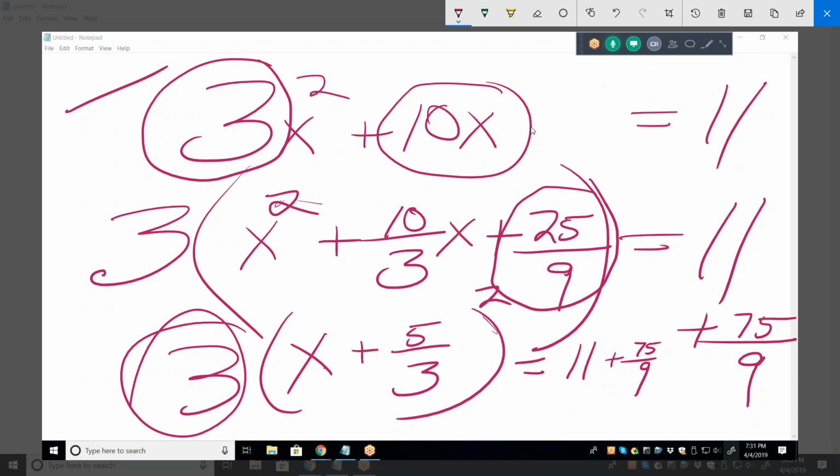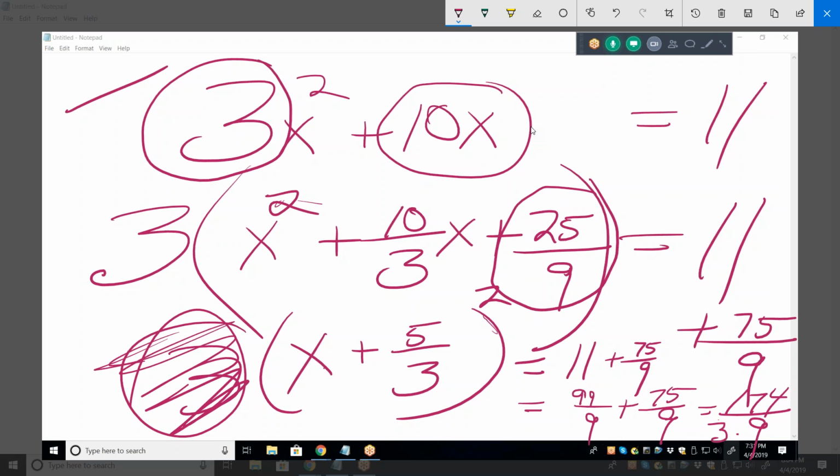So, I made this problem up in my head, so it becomes a little tough. So it's 99/9 plus 75/9 equals 174/9. Now I got to divide that by 3, both sides. So that's what I get, x plus 5/3 squared equals 174 divided by 27. Now I can solve for x by taking the square root of both sides.